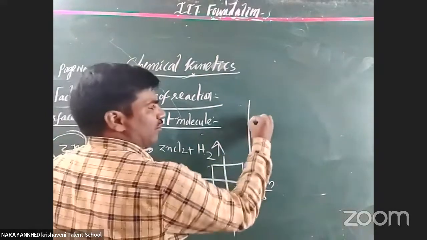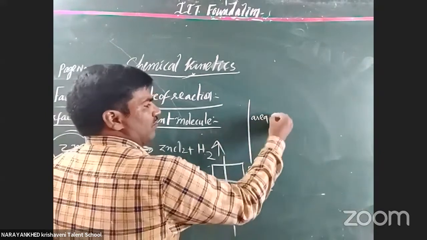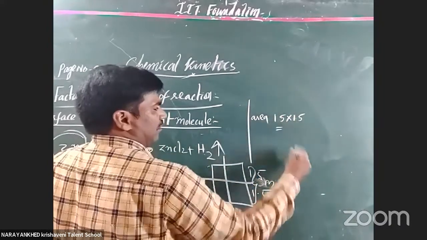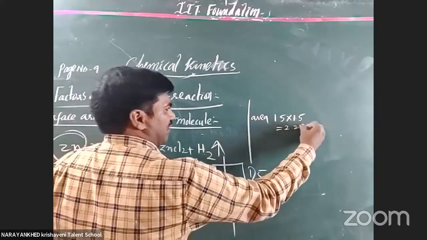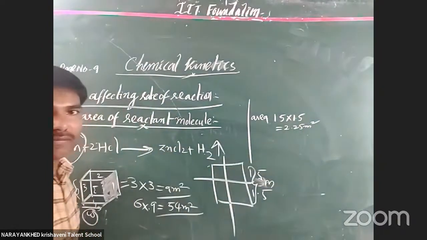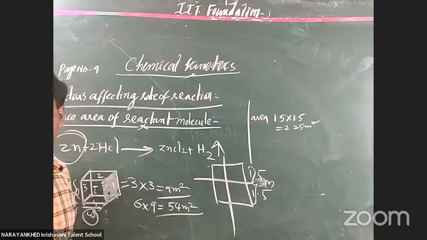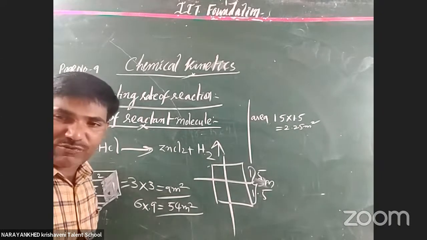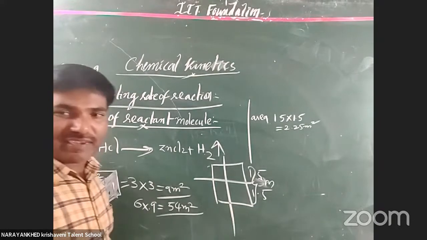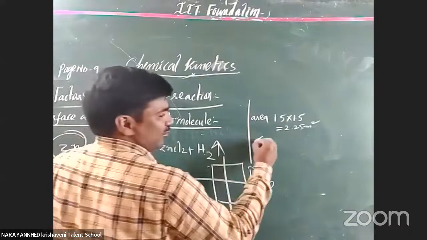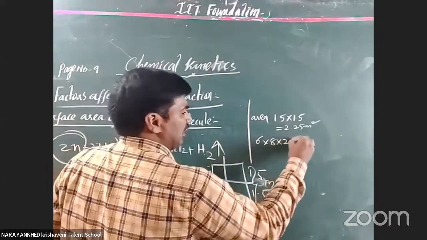How much area now? For each face, 1.5 into 1.5. It becomes what? 2.25 meters square. Got it or not? Yes. How many blocks are formed here? 8 blocks are formed. How many surfaces are there? Every block contains 6 surfaces, so 6 into 8 into 2.25.